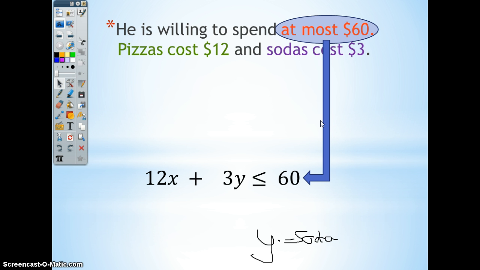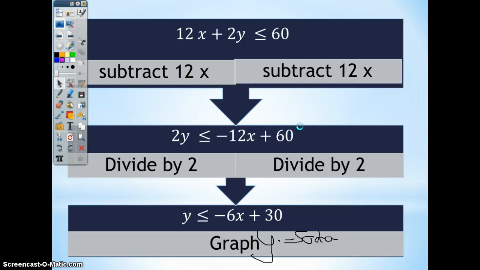I'm willing to spend less than $60. I don't even know if you guys deserve $60. Kidding, of course. But less than or equal to $60. The most I'll spend is $60, but I will spend less than that. So 12x plus 3y is less than or equal to 60. We know how to solve. We subtract 12x. If you do it to one side, you have to do it to the other. We're going to divide by 3. And we end up with y is less than or equal to negative 4x plus 20.